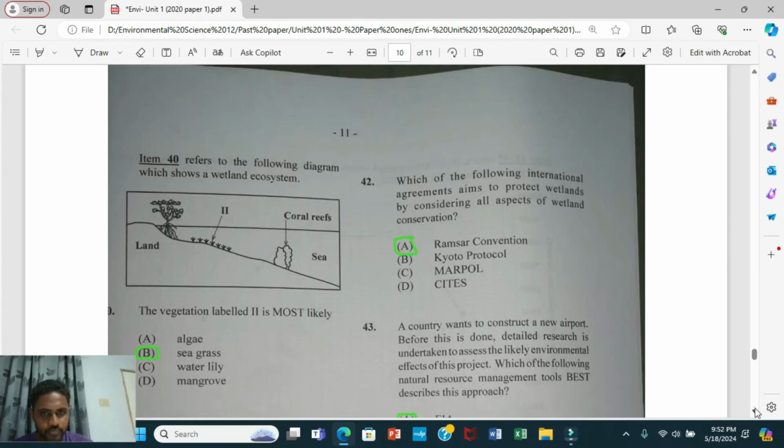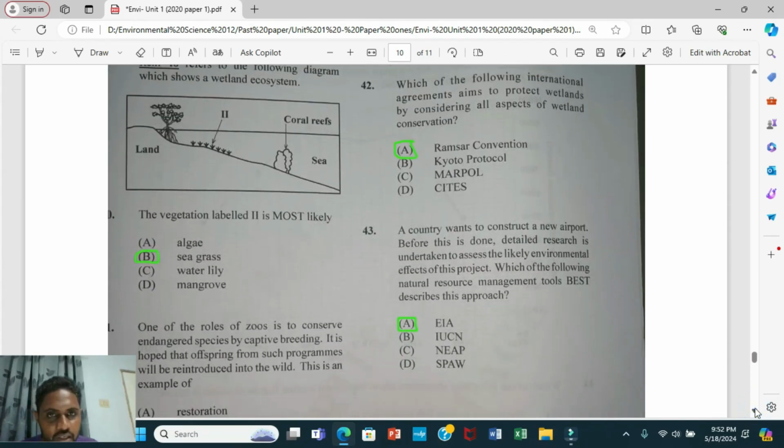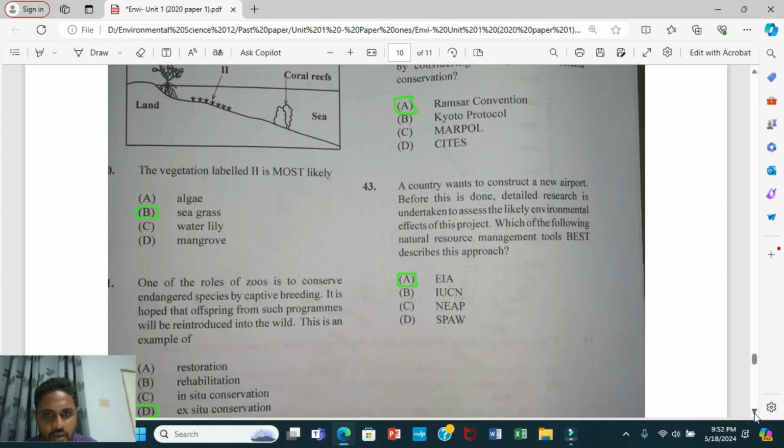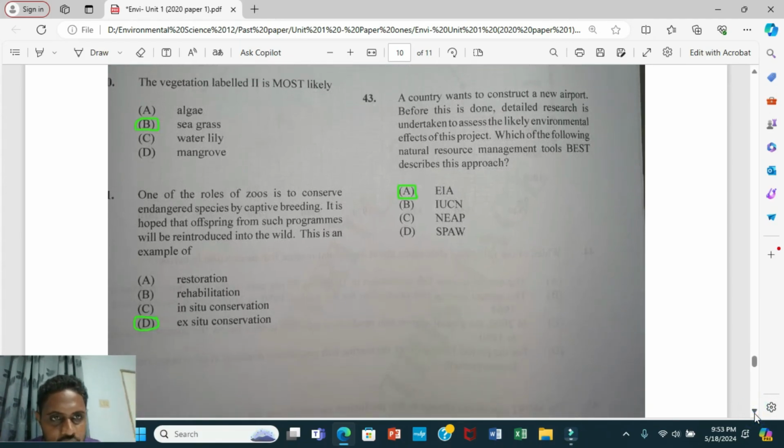42. Which of the following international agreements aims to protect the wetlands by considering all aspects of wetland conservation? That would be A, Ramsar Convention. And 43. A country wants to construct a new airport. Before this is done, detailed research is undertaken to assess the likely environmental effect of this project. Which of the following natural resources management tools best describes this approach? That would be the environmental impact assessment.